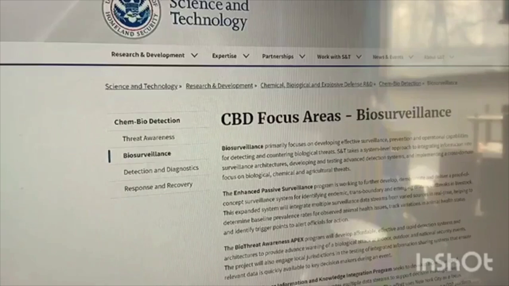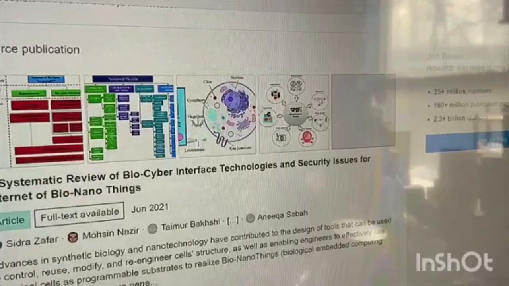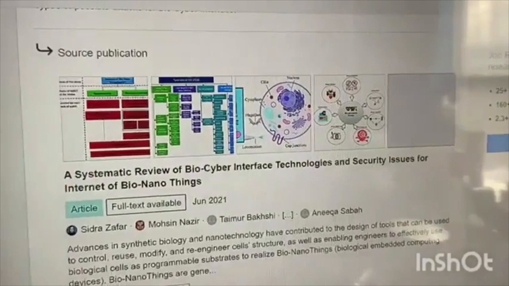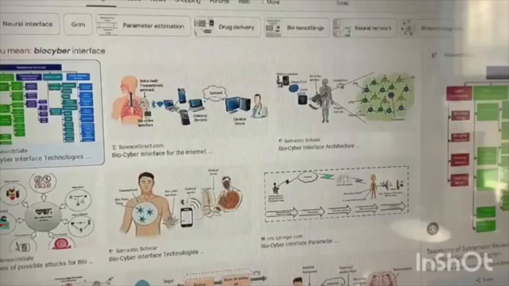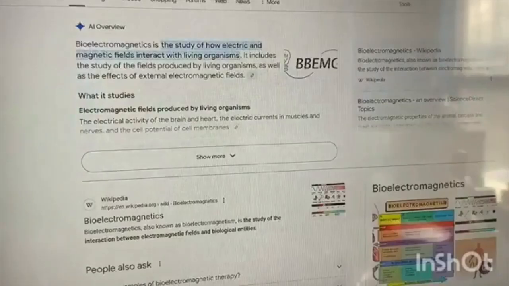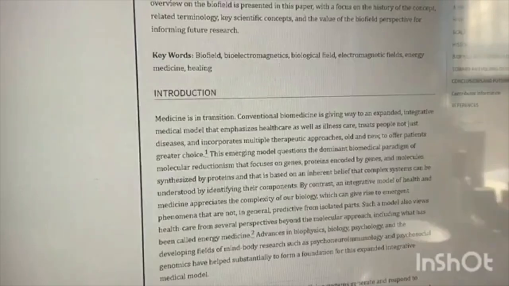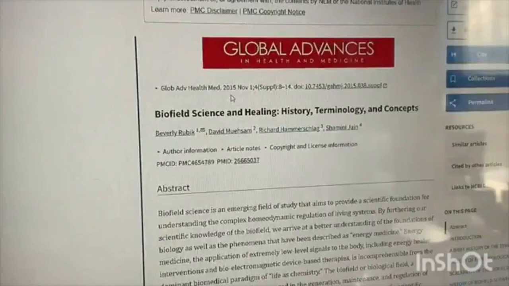So, full circle. We have a bio-cyber interface, multiple colleges, that they have been working on because bioelectromagnetics is the study of how electric and magnetic fields interact with you. The biofield is not new. It is anatomical for thousands of years, but it only showed back up on the NIH in 2015. It was on the NIH in the early 1900s, and they took it away and hid it.